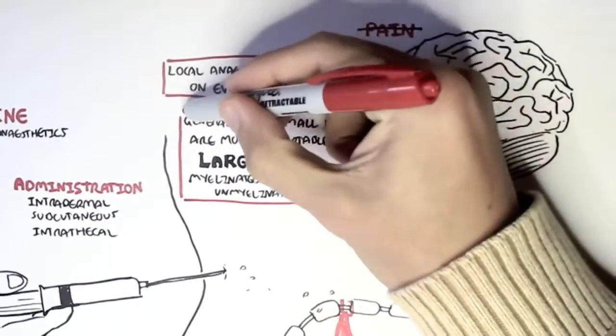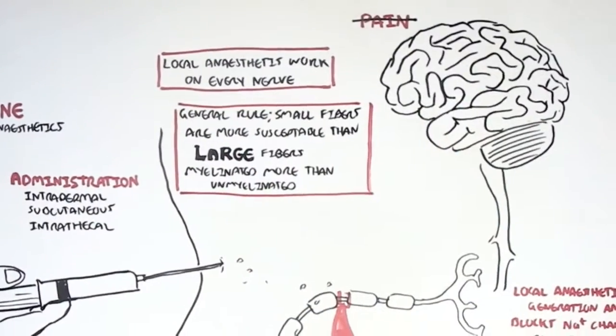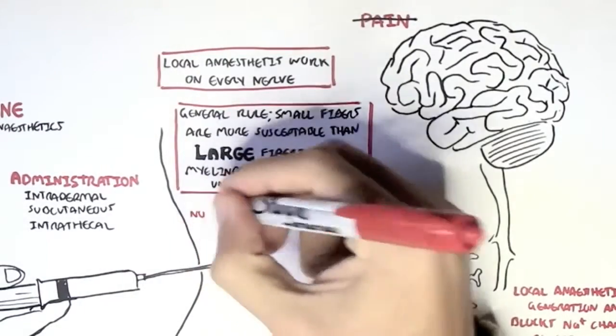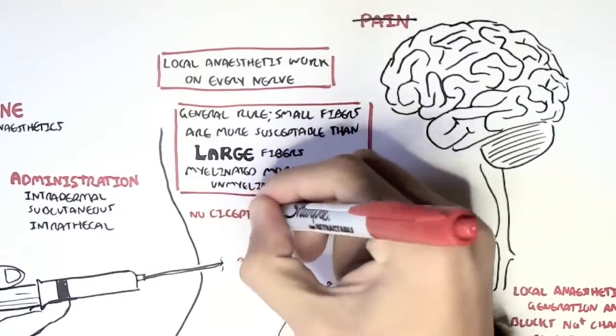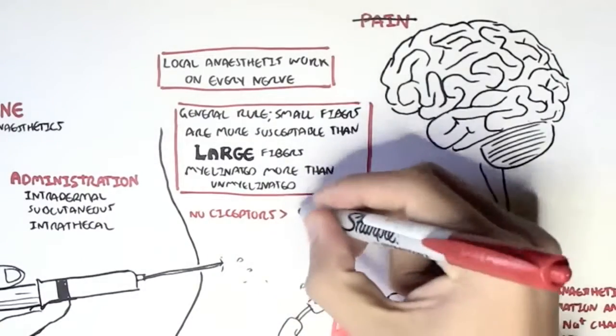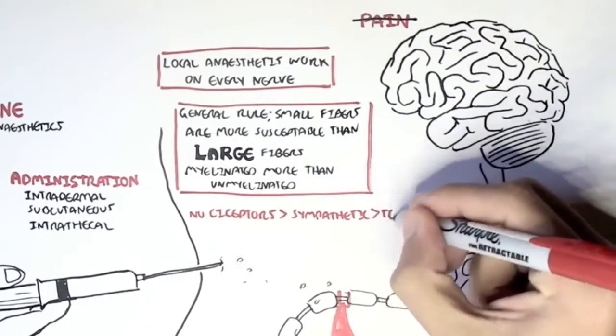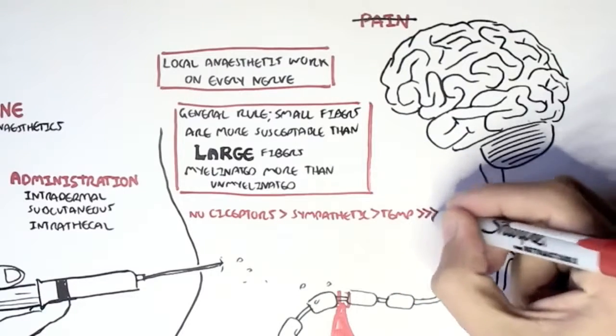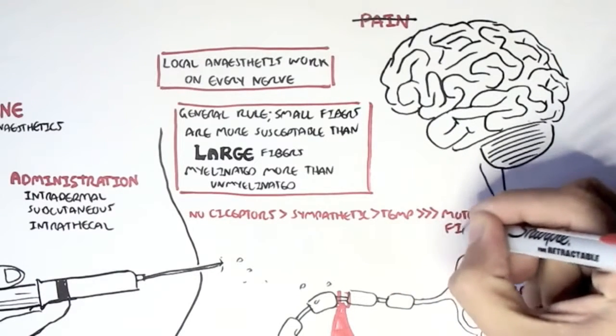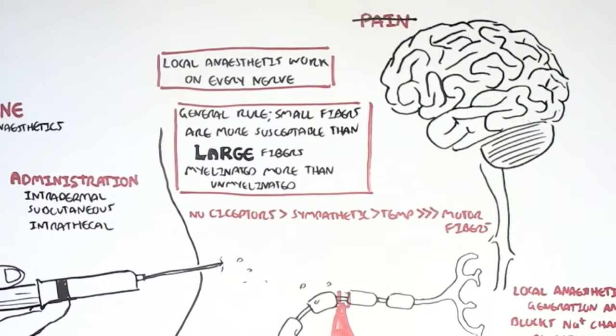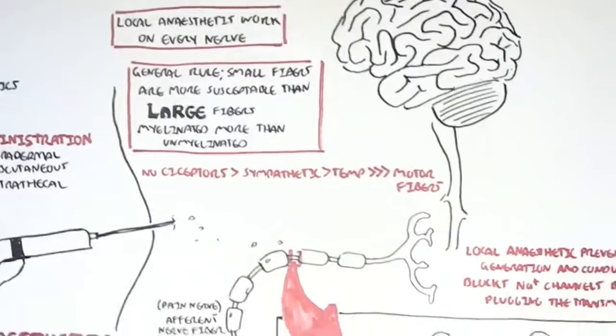So if we draw this up from the most susceptible to the least susceptible, it is nociceptors, the pain fibers, that are more susceptible to local anesthetics. And then we have the sympathetic fibers, the temperature fibers, and so on until finally motor fibers. But we would need a massive dose of local anesthetic to paralyze a person.